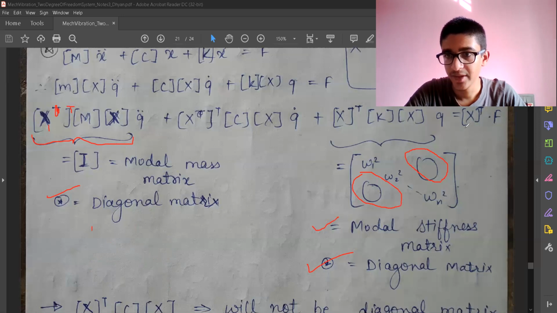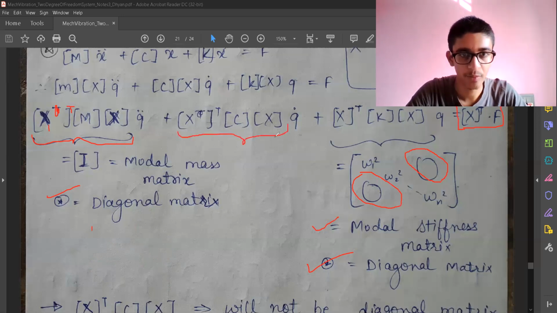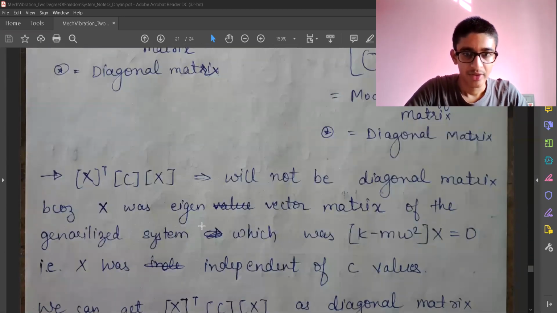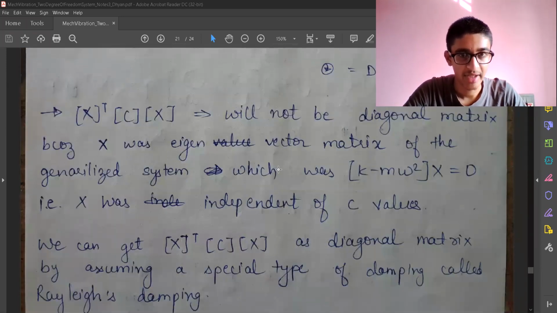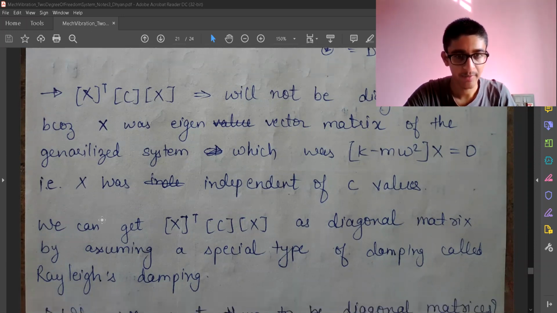And let's come to here. This is the forcing function or force vector, which is converted to the new coordinate system. This is the point of study, which is the new part for us. So let's come to that part. This, by default, will not be a diagonal matrix, because X was the eigenvector matrix of the generalized system, which was K minus M omega square into X equal to 0. And X was independent of C values, the eigenvectors which we have got.